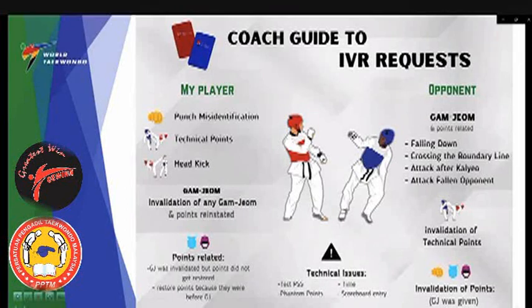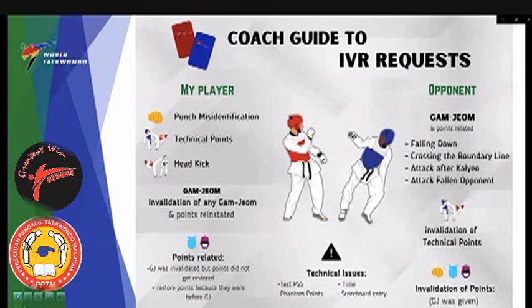So starting off with testing the PSS. If you believe that the system's not working, you can request to do a quick test. If this is done in the first round or second round, the center referee will use their own card. But if this is requested in the third round, we use the coach's card, and if the system's working properly, a gamjan will be given for misconduct, and the request is rejected.